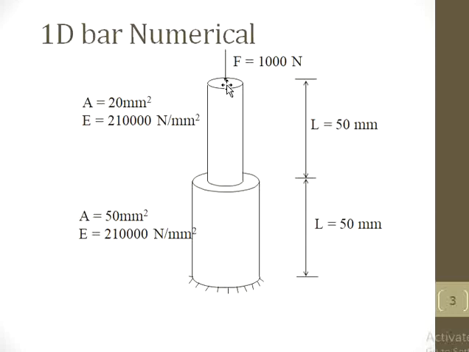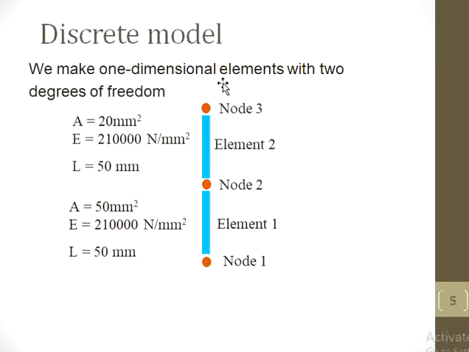So logically we know that node 1 has 0 displacement, and node 2 and node 3 have some displacement. So by using the FEA method we calculate the displacement at node 2 and node 3. After that we can calculate strain and stresses. So this is our first step, in which we discretize the given model into elements and nodes.